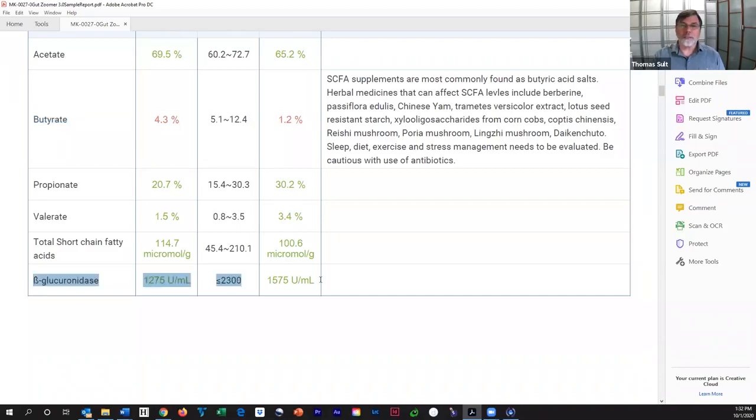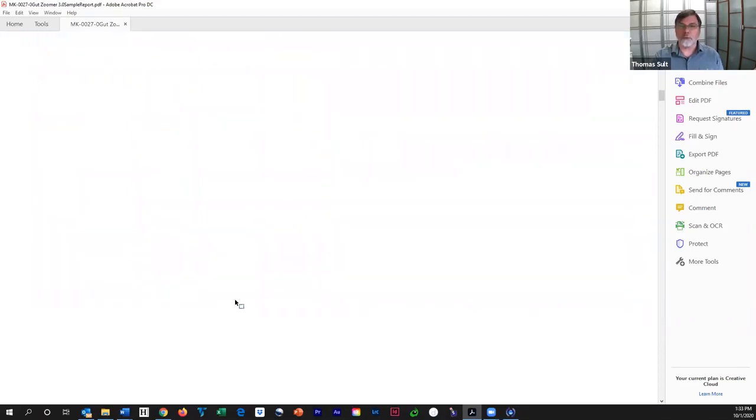Beta-glucuronidase is an enzyme that can deconjugate toxins. So basically, in the liver, we conjugate a toxin, put it into the bile duct and out into the intestines to be excreted. But bacteria in the gut with beta-glucuronidase can deconjugate that toxin, and you reabsorb the toxin. So this is important to know about. It's in the normal range. We want it to be less than 2,300, and it's well under that number.